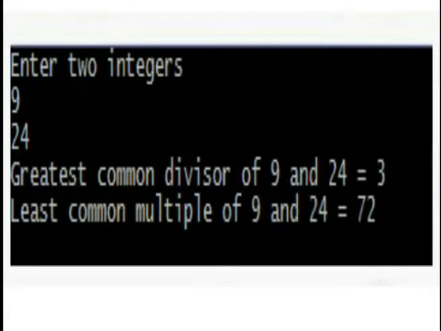Here is the output. First we enter the two integers, that is 9 and 24. Then we see a statement: greatest common divisor of 9 and 24 is 3. Then we also get another statement, that is least common multiple of 9 and 24 is 72. So that's all about the program.